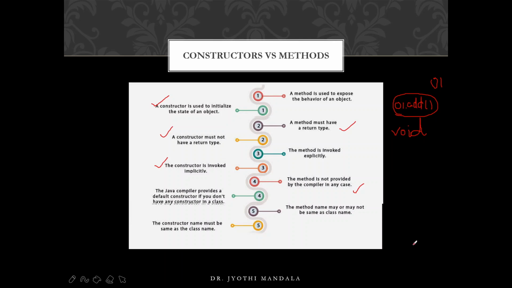And the last one is, a method name can be any name. Any name can be given, but the constructor name must be equal to your class name. So these are the five highlighted differences between a constructor and a method. You need to understand these differences.